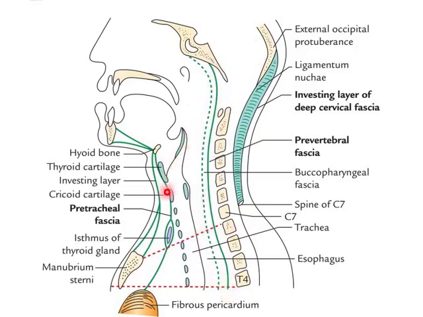We have the pretracheal fascia, the one connected to the hyoid bone, thyroid cartilage, and cricoid cartilage. And this one extends downward till it reaches the thorax also and blends with the adventitia of the fibrous pericardium and the arch of the aorta. So we have the pretracheal fascia, prevertebral fascia. We have the buccopharyngeal fascia, and the space between the buccopharyngeal and the prevertebral layer of fascia is called the retropharyngeal space, and the investing layer of fascia.